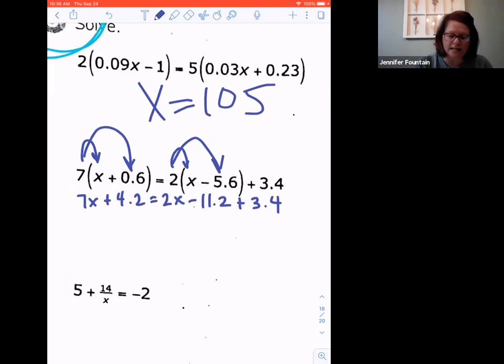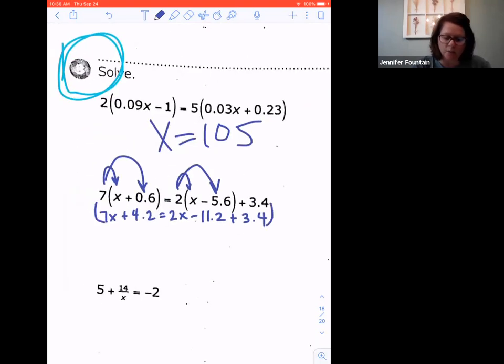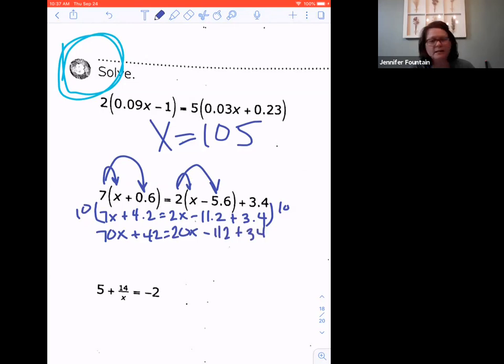Before I start combining anything, I want to go ahead and multiply by my power of 10. I only have one decimal place, so that means I need to multiply everything by 10. So 7 times 10 will be 70x plus 4.2 becomes 42. 10 times 2 will be 20x minus 11.2 becomes 112. 3.4 becomes 34.